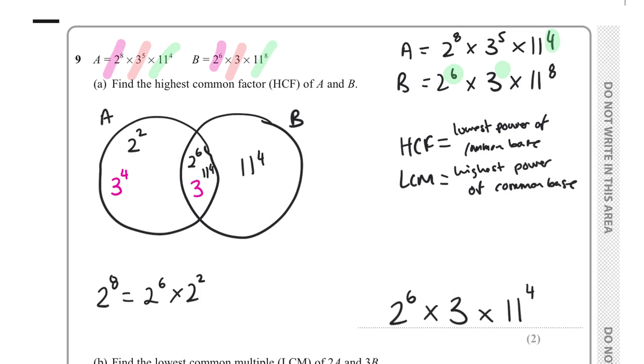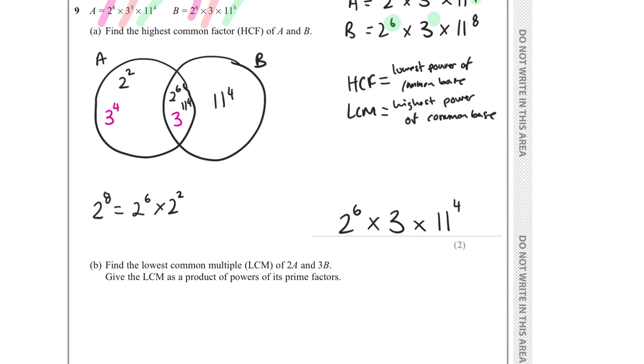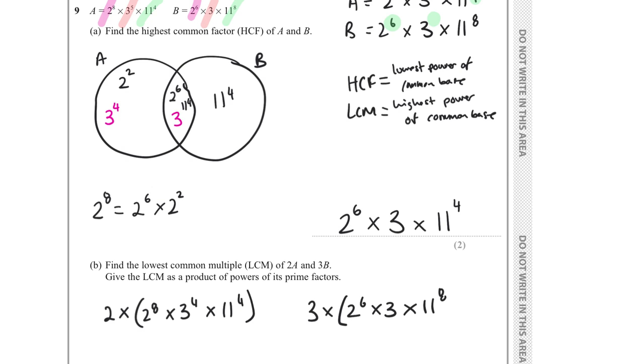So part B says find the lowest common multiple of 2a and 3b. Well, first of all, what is 2a? 2a is 2 times 2 to the 8 times 3 to the 5 times 11 to the 4. Okay. And because this is what 2a is, it's just 2 lots of a. And then 3b is 3 times 2 to the 6 times 3 times 11 to the 8. So this is what 2a equals, and this is what 3b equals. Okay, we should all be happy at writing this step.